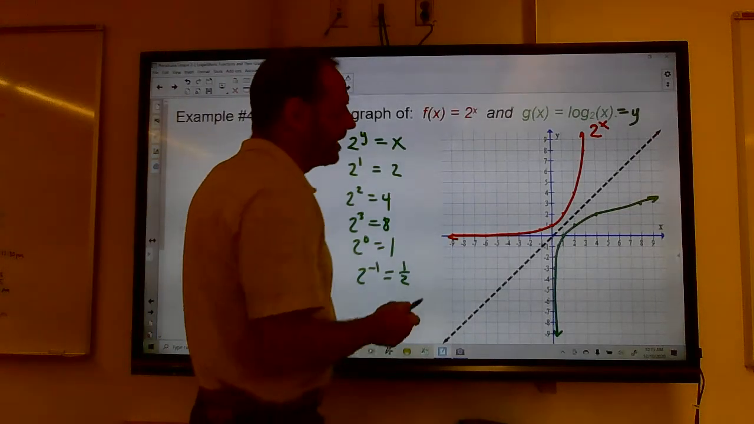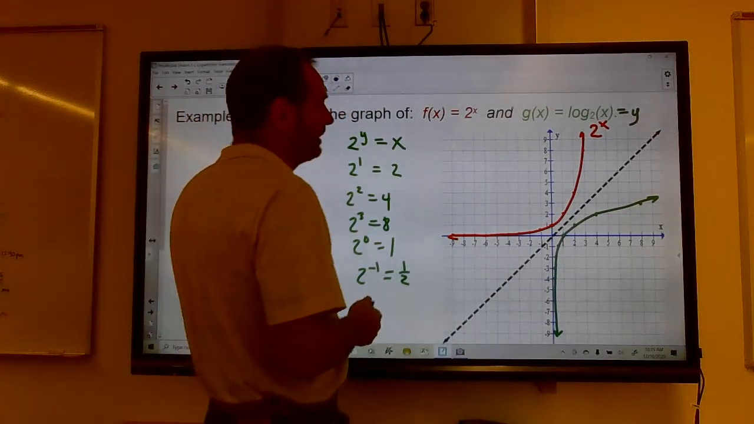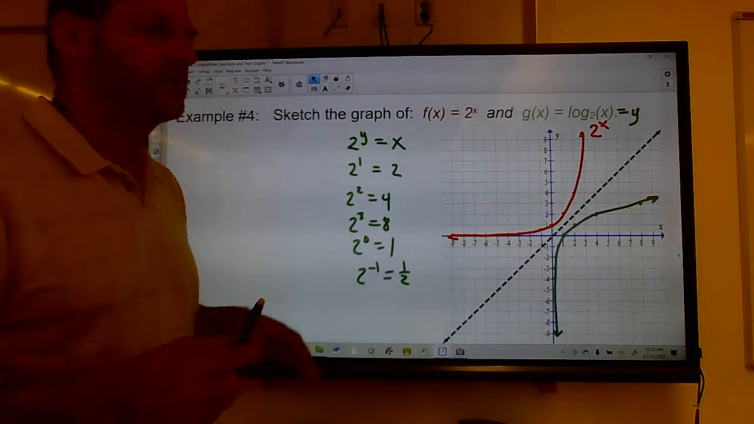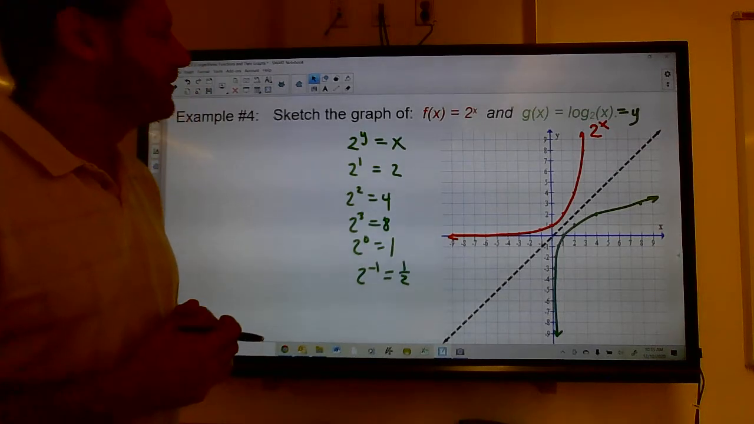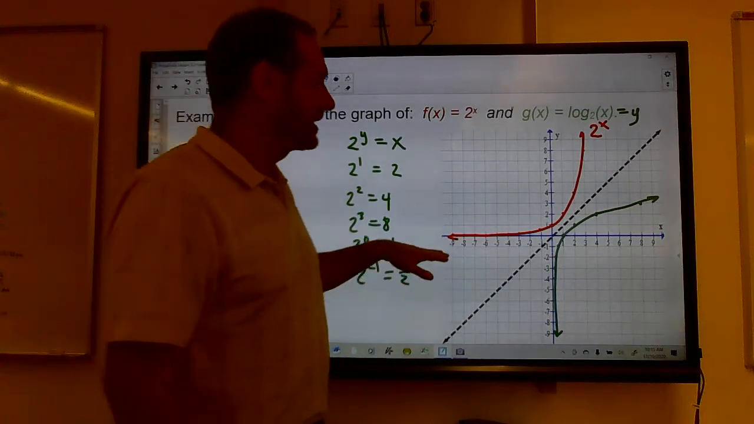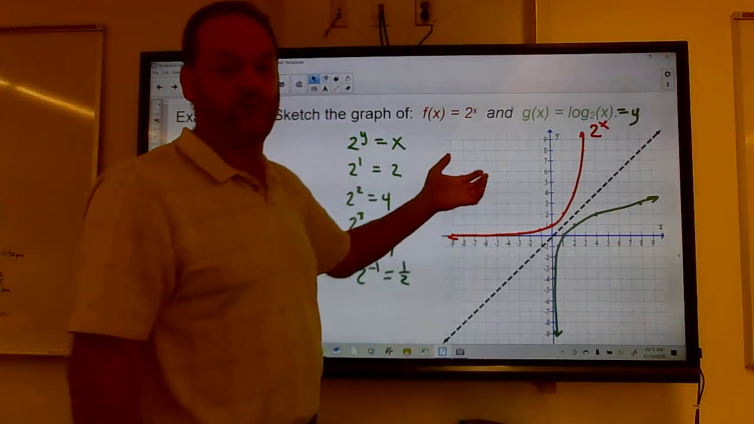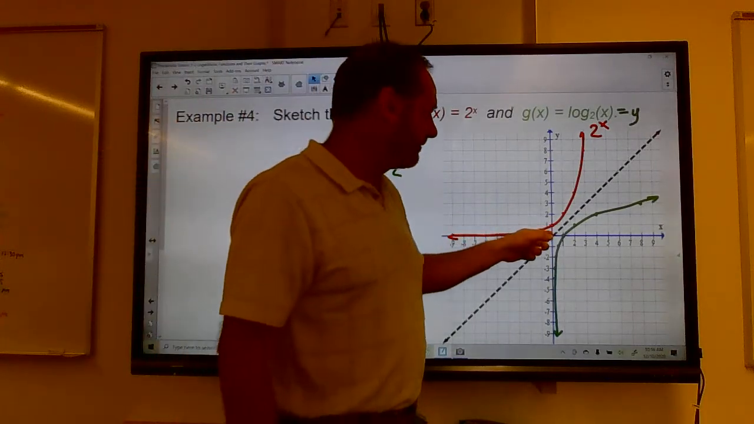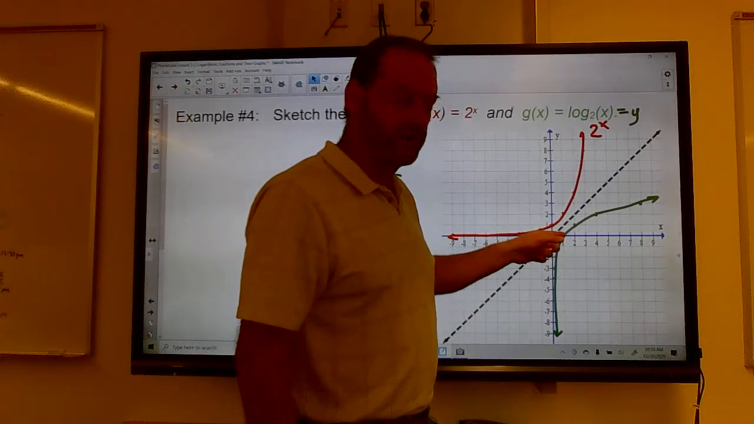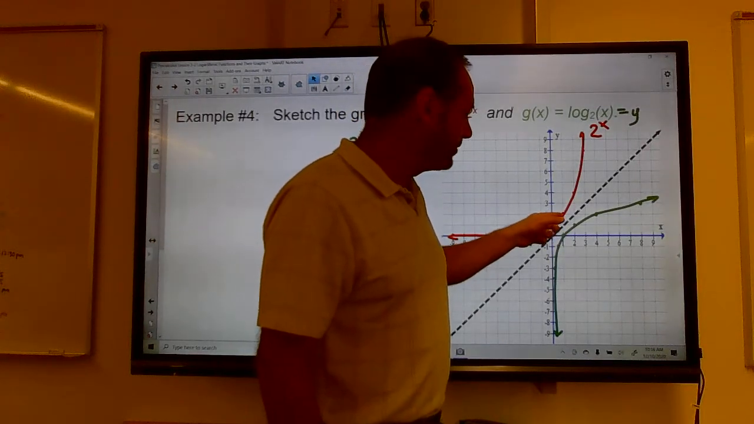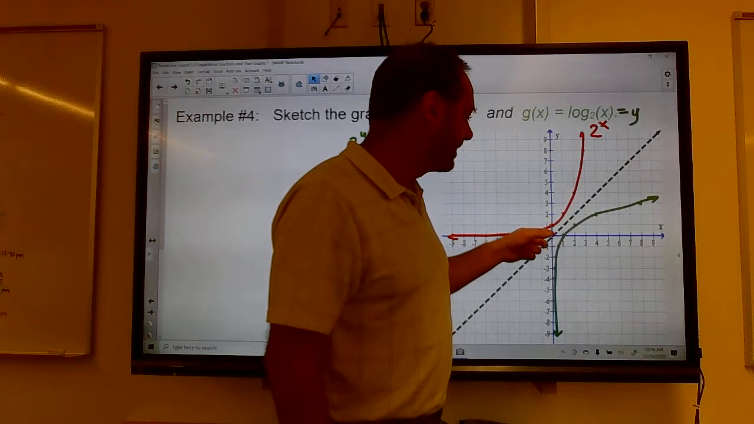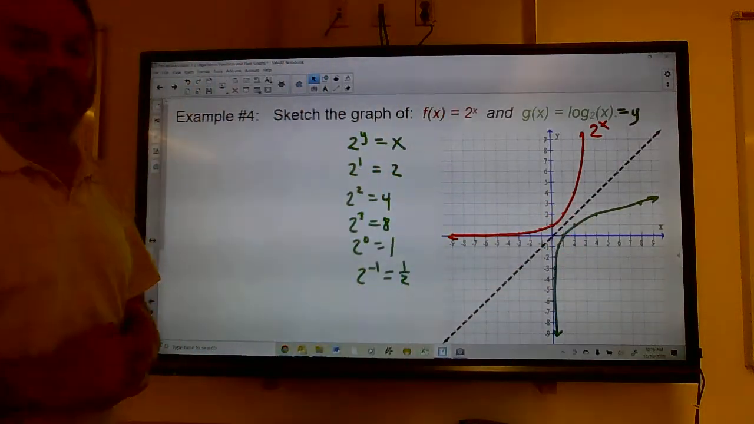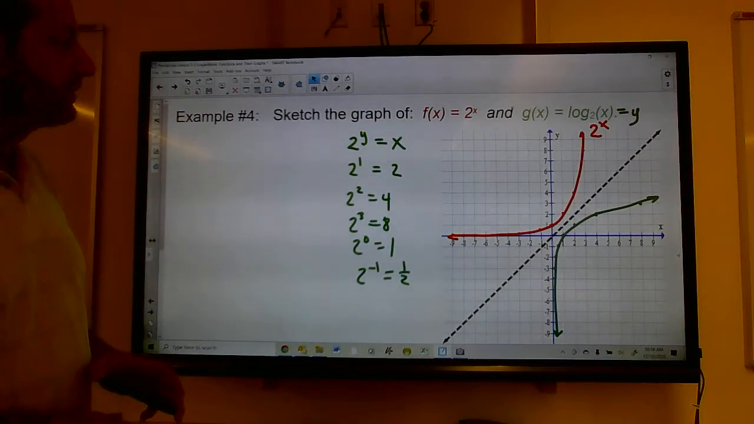So the other thing is, if you need to graph a log, and logs are a little bit harder to understand in your head than exponents are, you could always graph the exponent, okay, and then just switch the x and y's. So, instead of 0, 1, you're going to graph 1, 0. Instead of 1, 2, you're going to graph 2, 1. Instead of 2, 4, you're going to graph 4, 2. And that will give you the inverse of the graph. And so it's easy to graph that way.